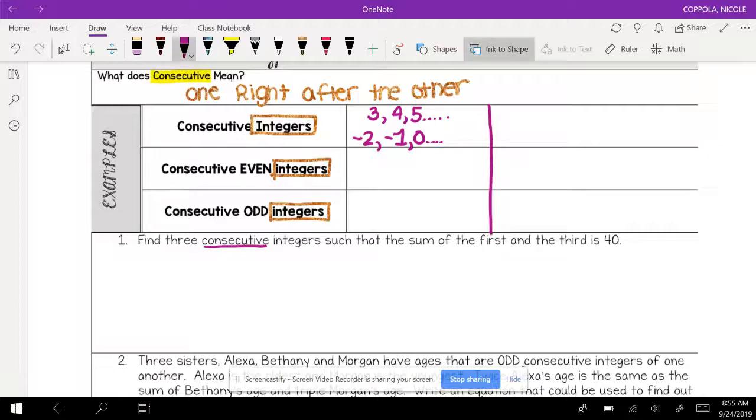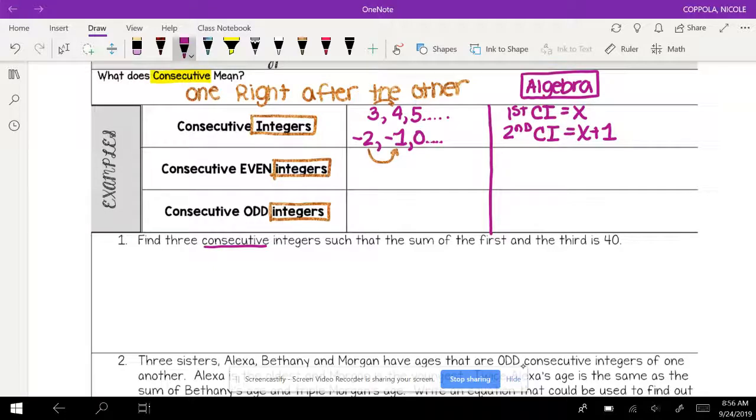So since we are in algebra, the type of setup we're going to use for these every single time is going to be pretty straightforward. So what we're going to do is we're going to let our first consecutive integer, and I'm just going to write first CI for first consecutive integer, we're going to call it X. So now what you have to think about is how did I get from 3 to 4? Or how did I get from -2 to -1? I added 1. So to get to my second consecutive integer, I had to take my first one and I had to add 1.